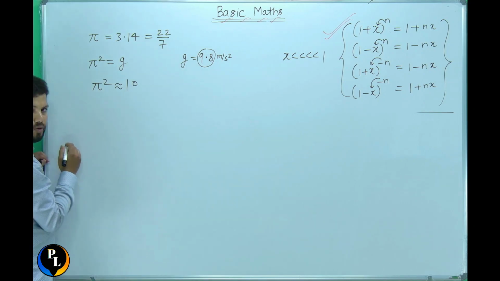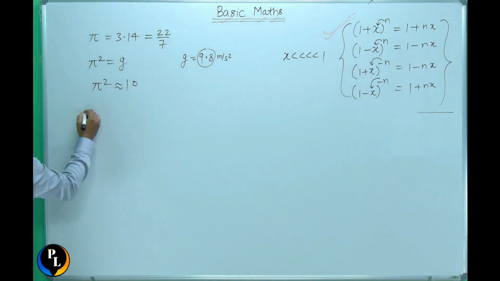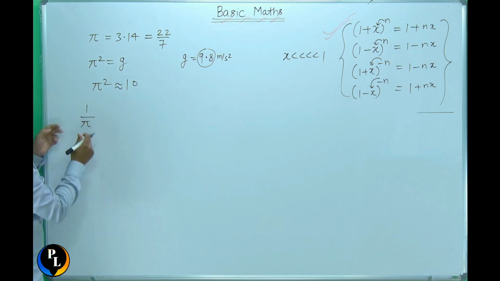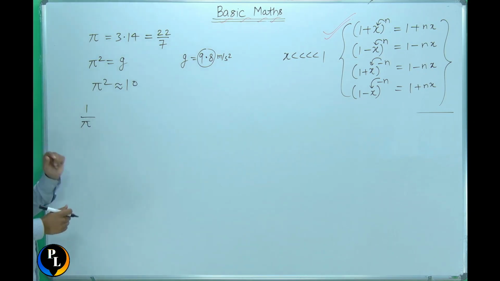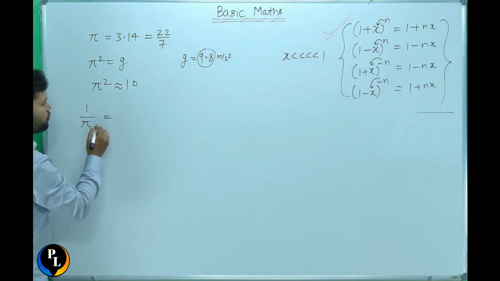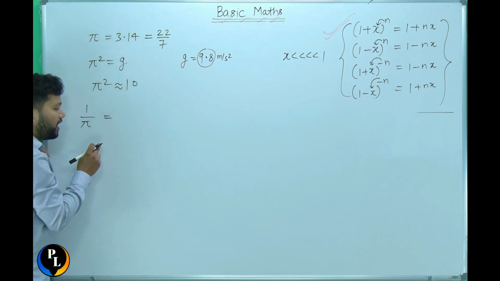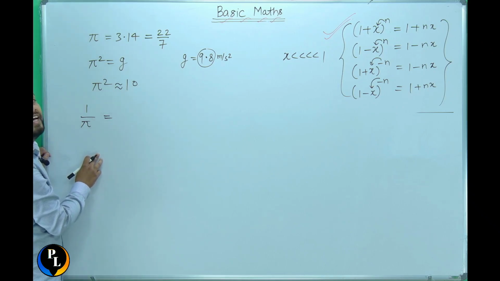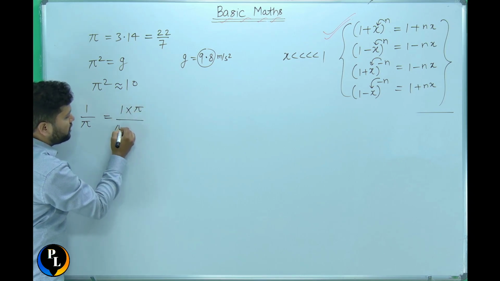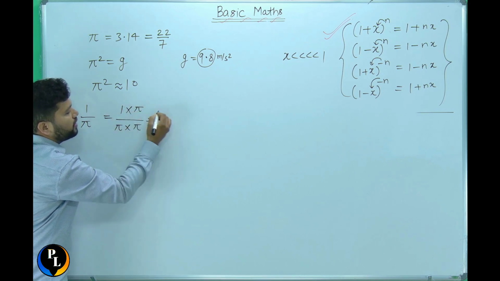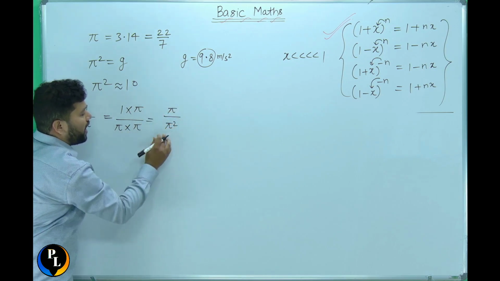Suppose you are solving some numericals, and in the middle of the story you got something divided by pi. This something may be any number, 1, 10, 2, 3, 4, 100, anything. So 1 upon pi, how to solve? Very simple. We'll multiply pi in the numerator, and also pi in the denominator. So finally pi into 1 is pi, and pi into pi is pi square.